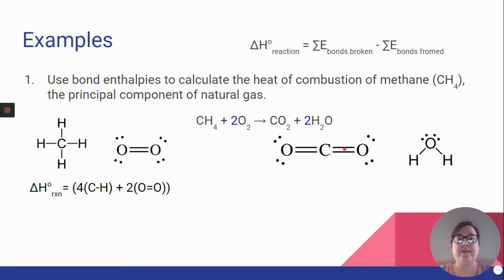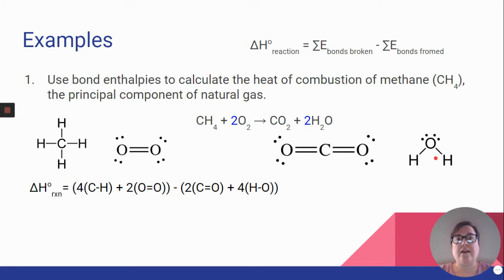And then we come over here and we look at the bonds that need to be formed. We have CO2, which has 2 C double bond O's. And then we have our water, which has the OH single bond, but we need 2 waters. So we need these 2 plus 2 more to make 2 waters. So we have 4 HO bonds.